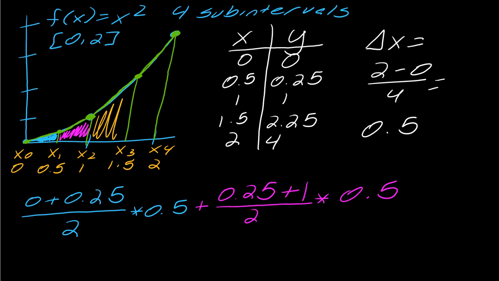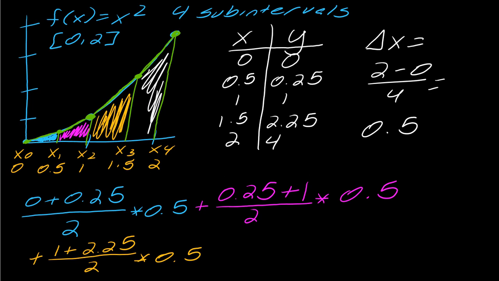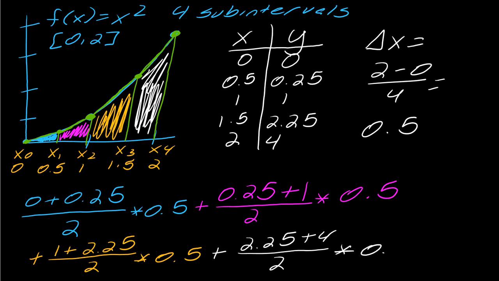Continuing on, let's go to this one here. So now, let's see, I'm kind of running out of room here, but I think I can do this. So this will be 1 plus 2.25 divided by 2, again, times the same width because it's the same all the way across. And then for this last one, to get the area of this guy, this will be 2.25 plus 4 divided by 2, again, times 0.5.